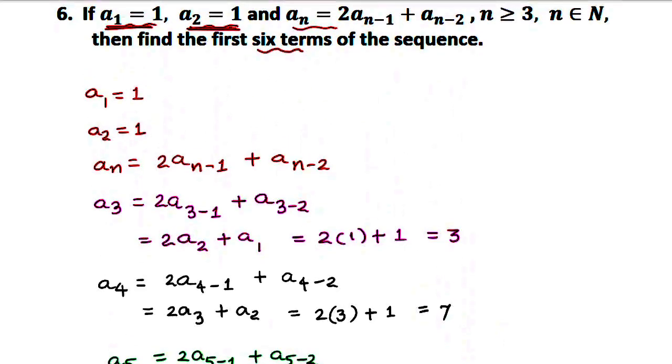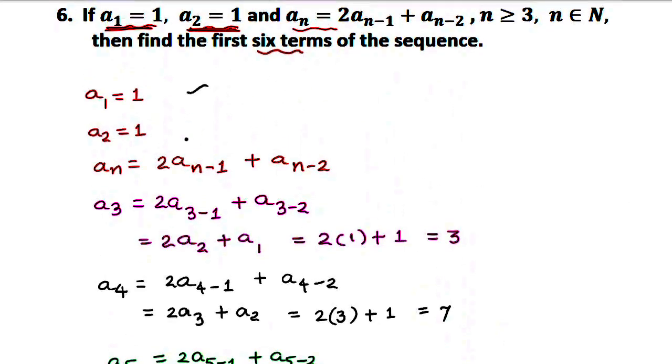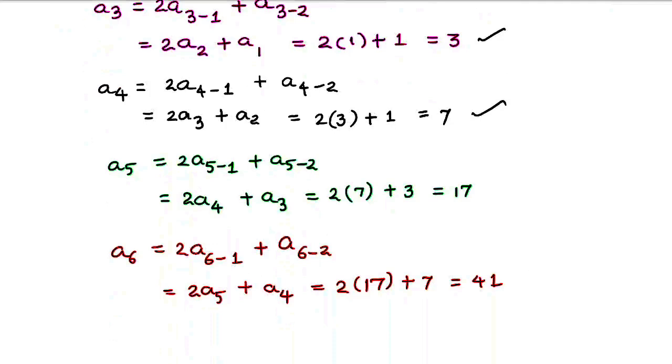Therefore first term a1 equal to 1, second term a2 equal to 1, third term a3 equal to 3, fourth term is a4 equal to 7, fifth term is a5 equal to 17 and sixth term is a6 equal to 41. அவ்வளவுதான் இந்த question க்கான ஆன்சர் ஸ்டூடண்ட்ஸ்.